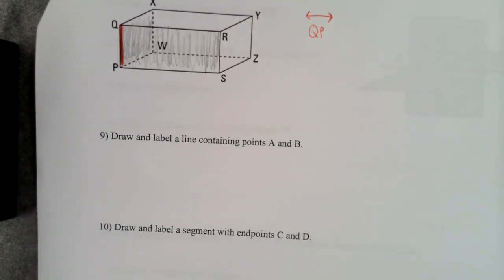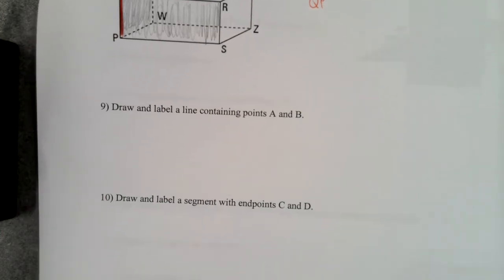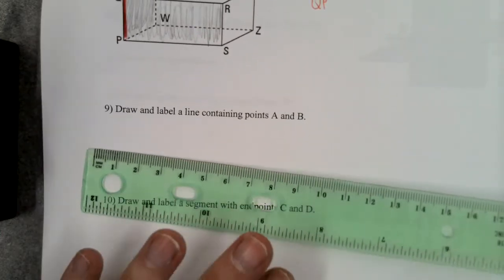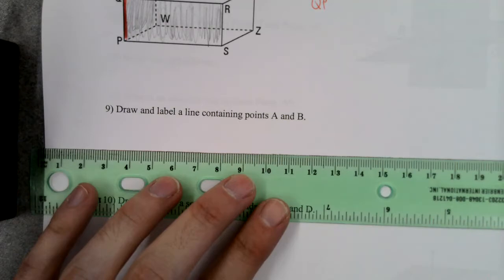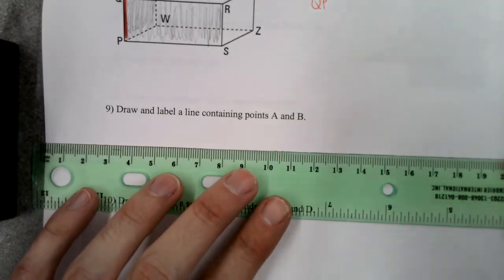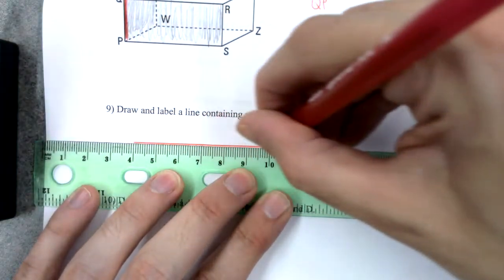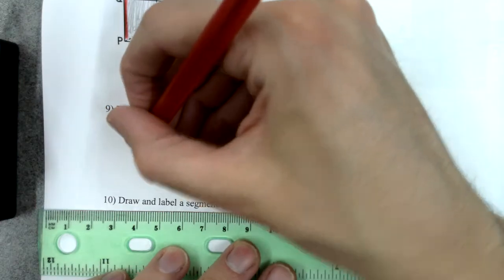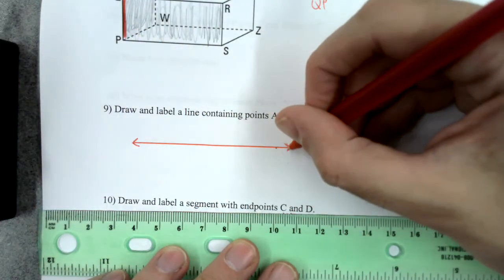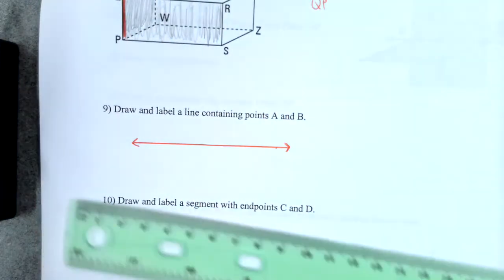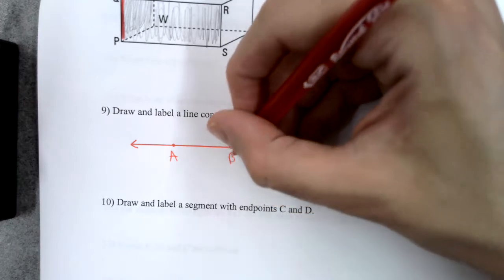Numbers 9, 10, and 11, just want to make sure you know the difference between these. Draw and label a line. So you're going to make sure you include arrows on each end. Arrow, arrow. And label points A and B, because the line contains those 2 points, it says.